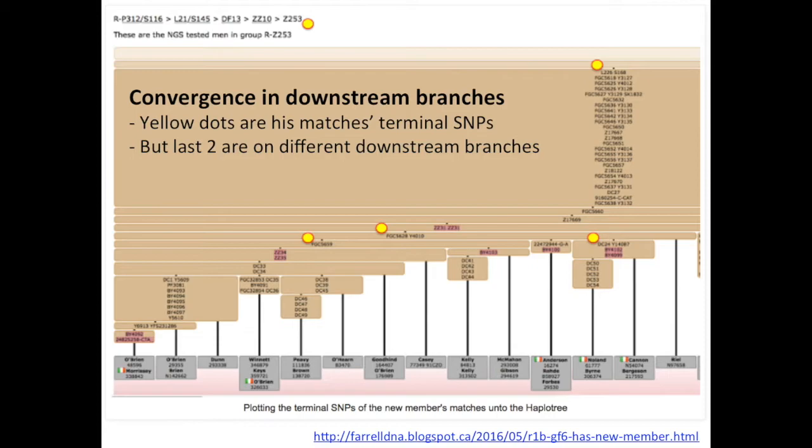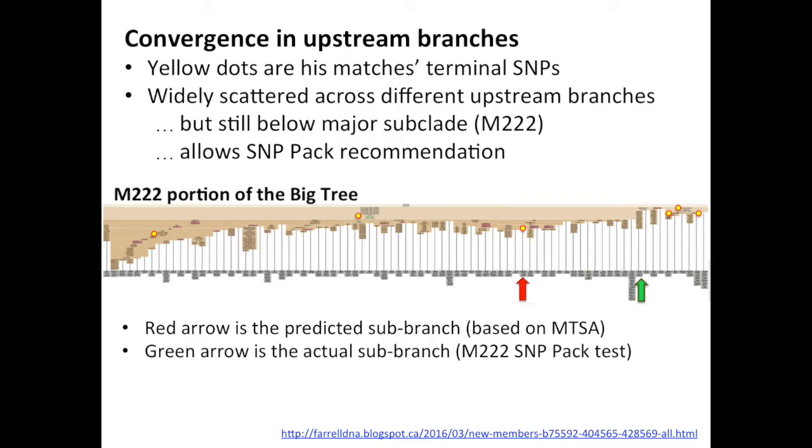Here's an example from M222. And this is really quite far upstream. His matches' terminal SNPs were all over the place. They were still below M222, but I predicted that he would be somewhere around here because this is the most frequent one. In fact, he was on a branch where he didn't actually have matches who had that terminal SNP. So this is convergence with relatively upstream connections, but still below M222.